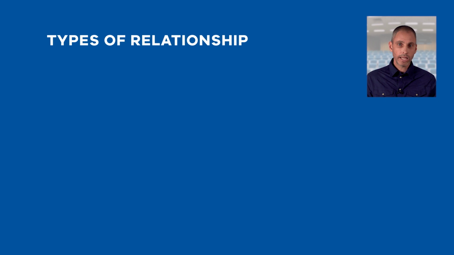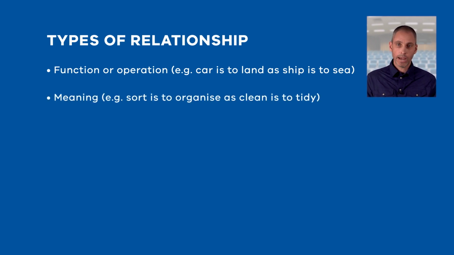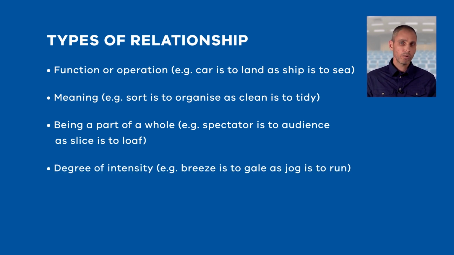The relationships or links between the words can vary. The words can be linked by their function or how they operate. For example, car is to land as ship is to sea. They might also be related by their meaning. For example, sort is to organise, as clean is to tidy. They can also be part of a whole. For example, spectator is to audience, as slice is to loaf. Finally, the words might be linked by their degree of intensity. For example, breeze is to gale, as jog is to run.